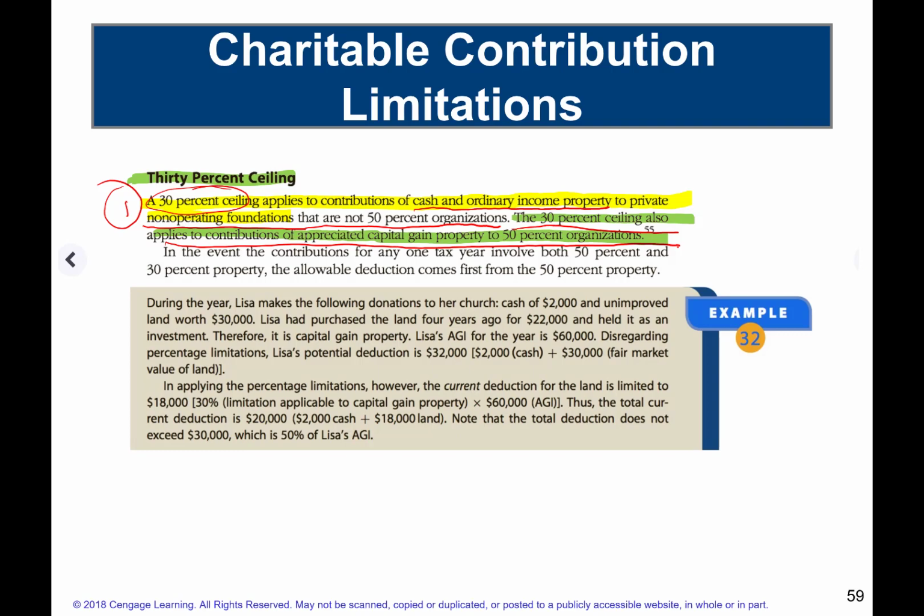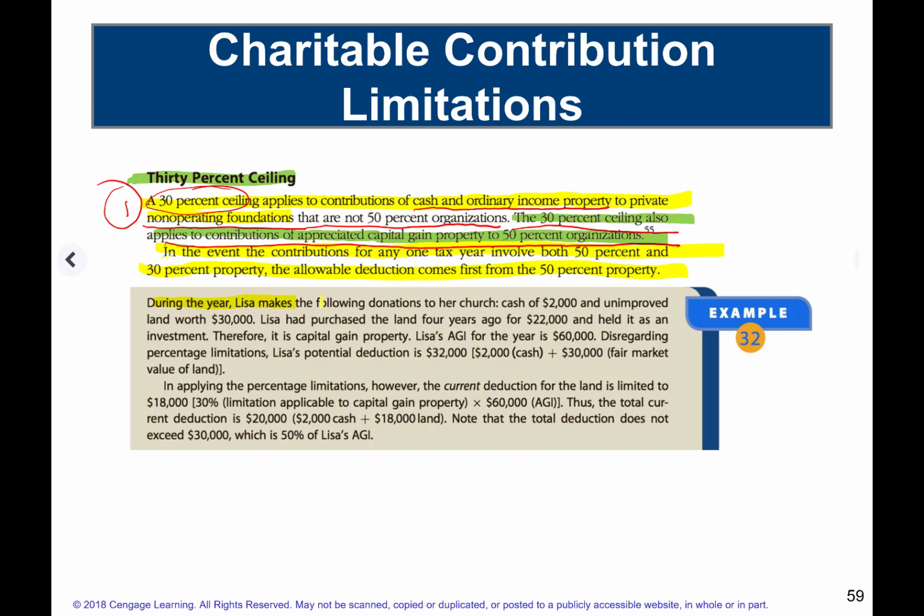Okay? And if you are giving both 50% and 30% property in any given year, then you're going to first take your limitations against your 50% property, and then any amount left over that would not exceed the 50% would come from the 30%. They do allow you to carry over. Anything that carries over maintains its category as a 30%, 20%, whatever category it is. And we haven't gotten to the 20% yet. But just look at this example.